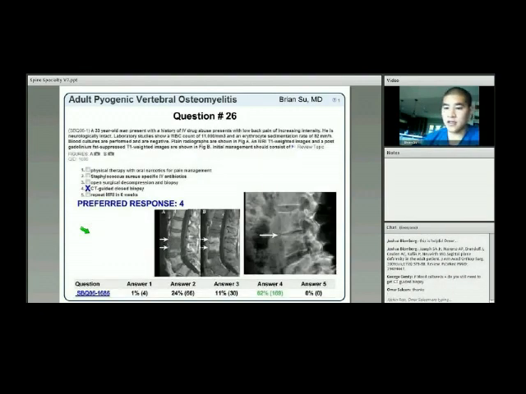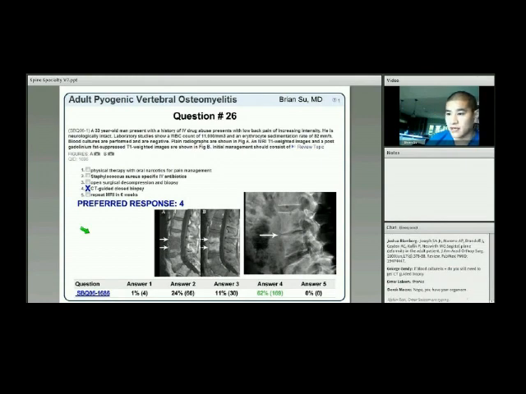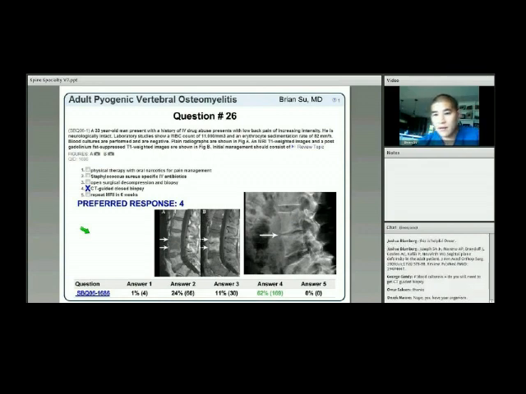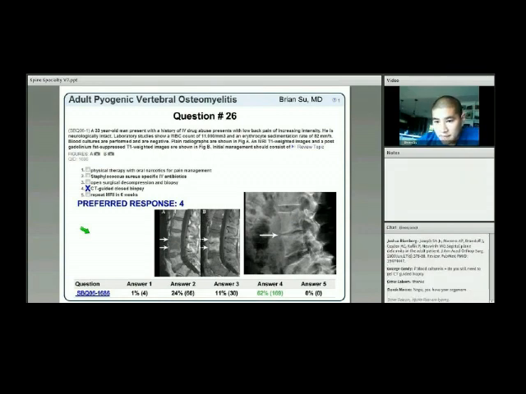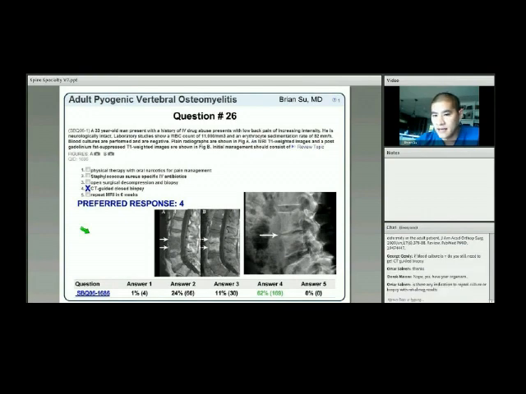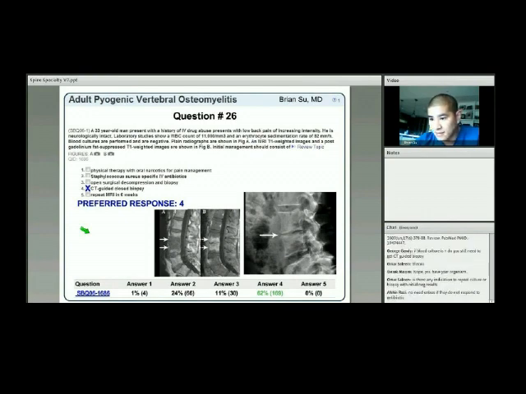So CT-guided closed biopsy is the answer because the blood cultures are negative. If the blood cultures are positive and you have an organism, you don't need to identify the organism, so you do not need a CT-guided biopsy. Many of you chose Staph aureus specific IV antibiotics. They're trying to get you to think, do not treat it until you really know what it is, therefore CT-guided biopsy.